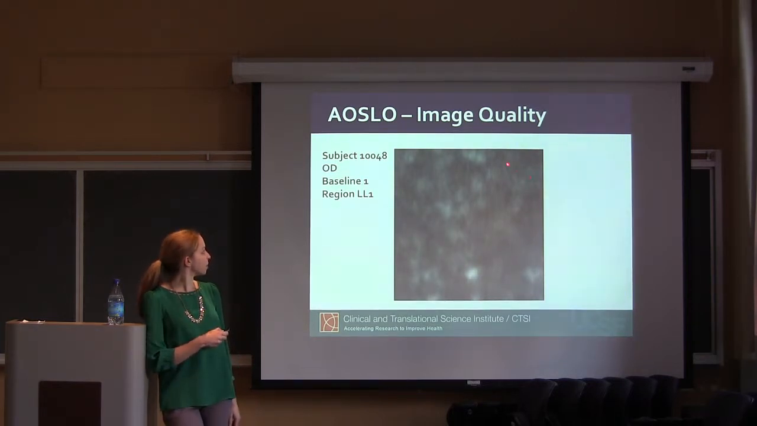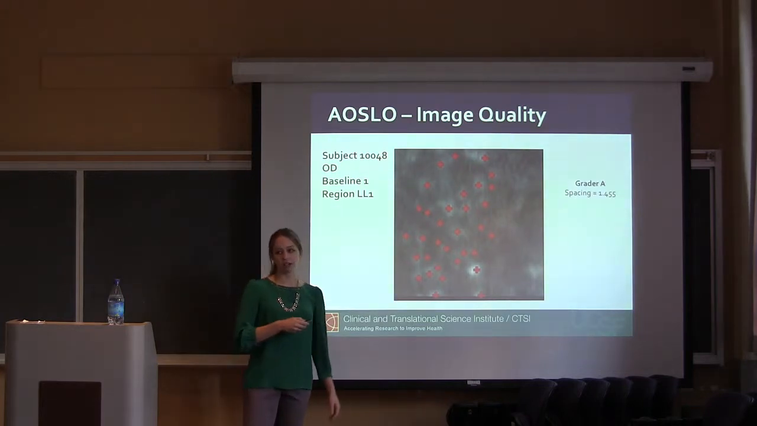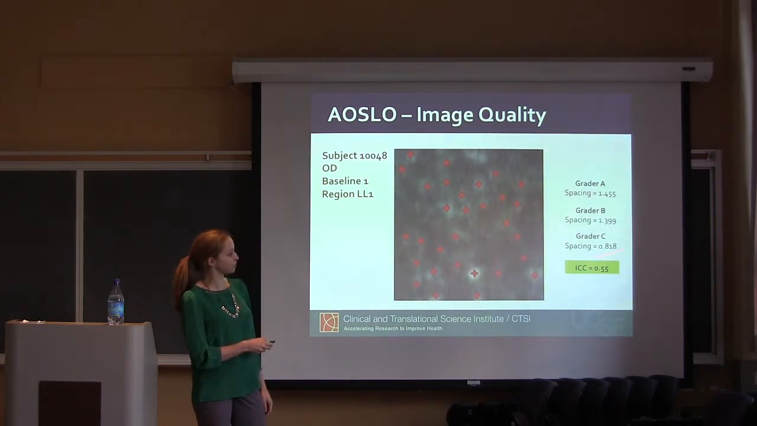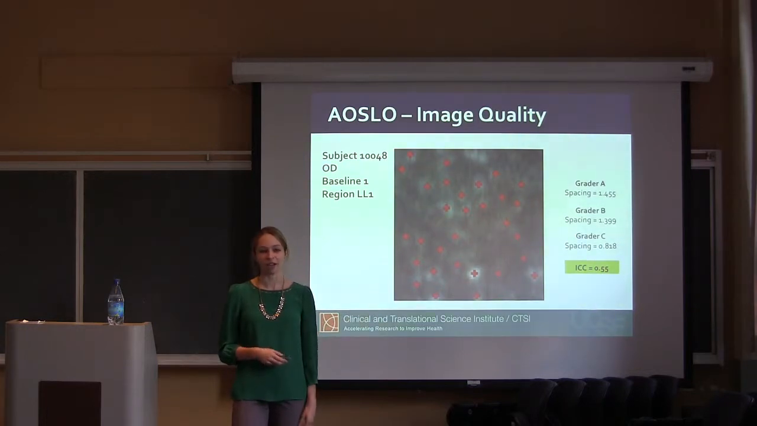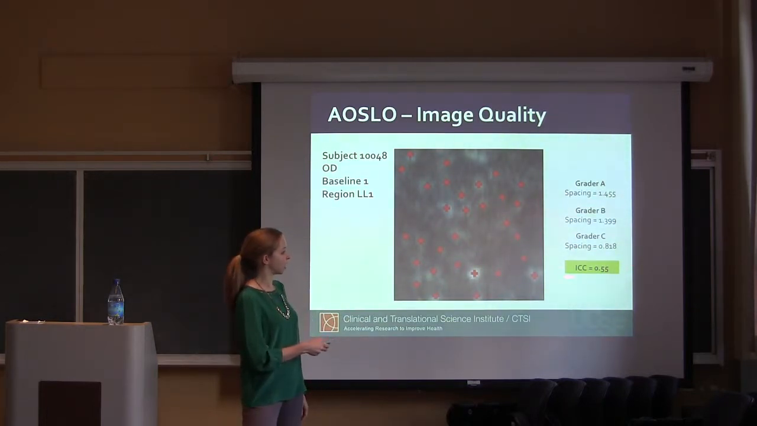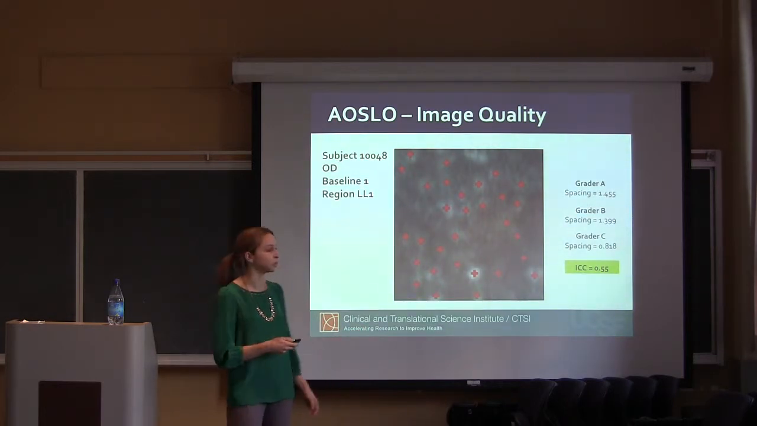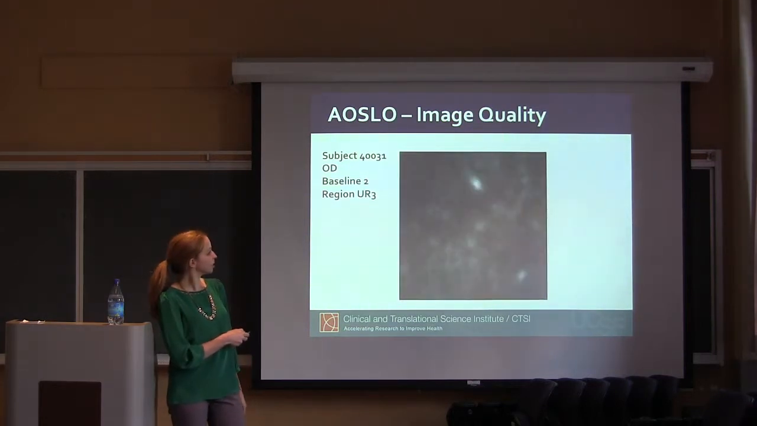So this is an example, this is a baseline image. This was one grader putting their crosshairs on the cones. This was a second grader and a third grader. And so you can see here, there's a huge difference between calculating a spacing of 0.8 and of 1.5. That's an order of magnitude, and the ICC for agreement in this image was 0.55, which is not really acceptable in terms of using this as an outcome measure.